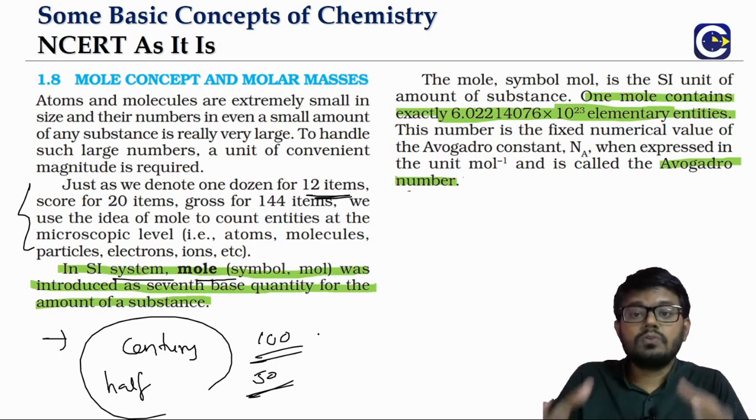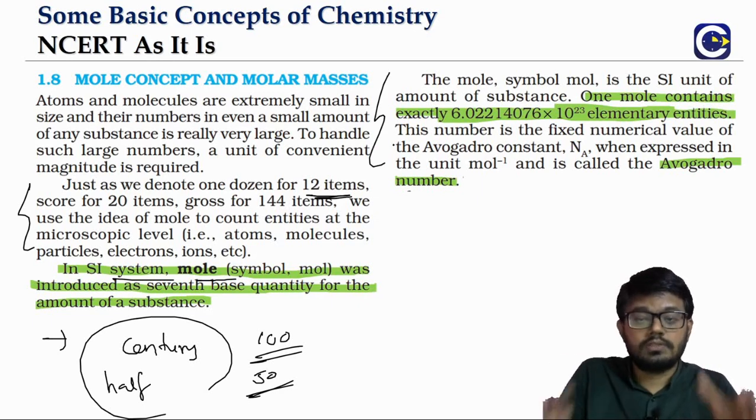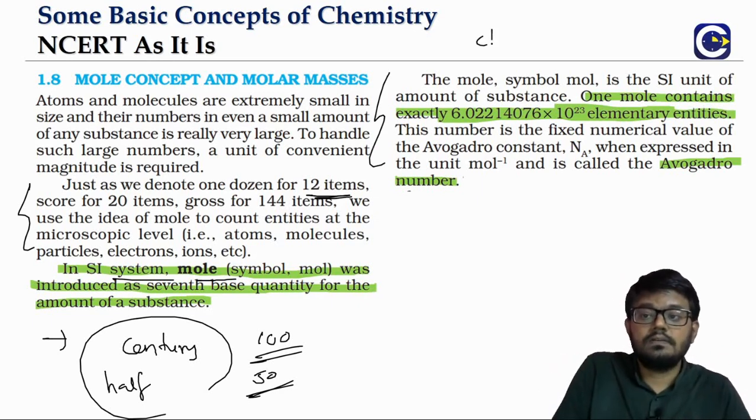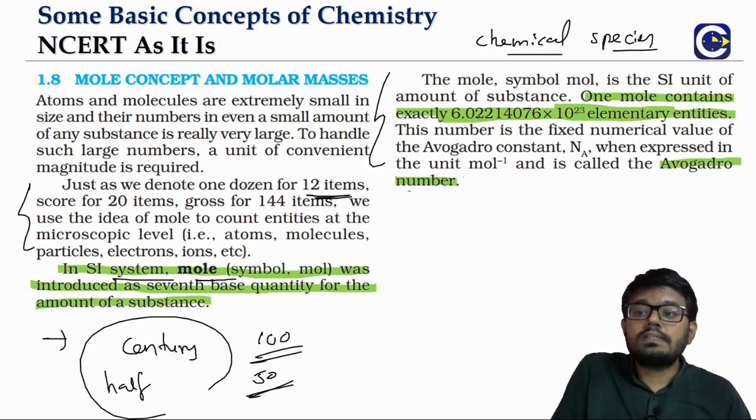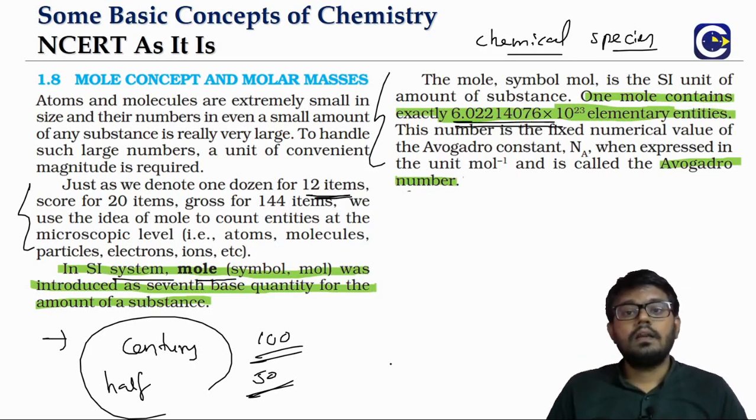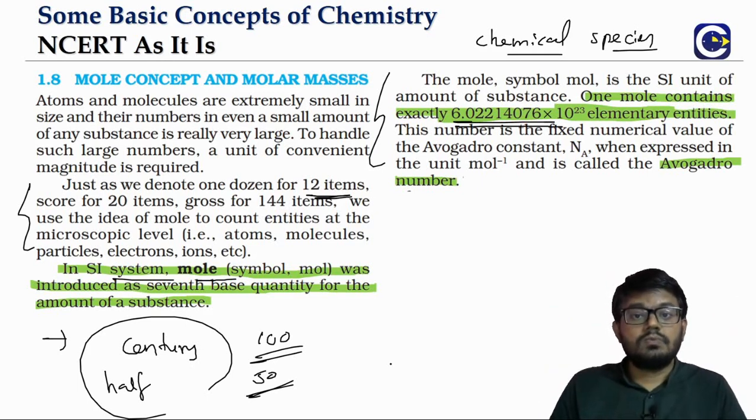But when it comes to counting atoms or molecules, all of which we can call chemical species, the numbers will be large. So we use this large number, which we call the Avogadro number. We will see how that Avogadro number has come about.